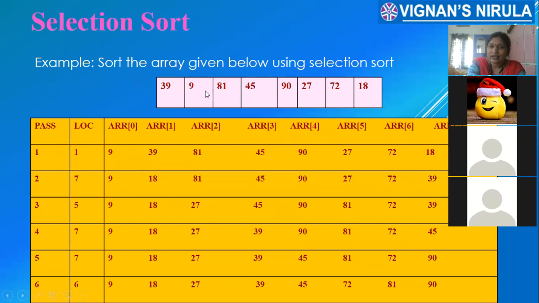Yes, ma'am. Now the smallest location becomes 1. Location 1, element value 9.